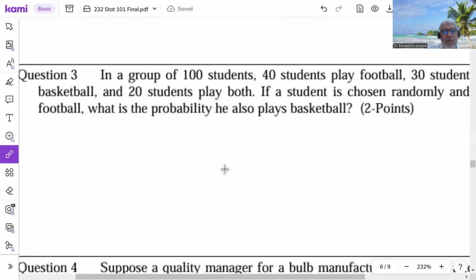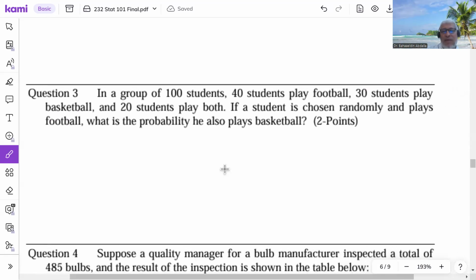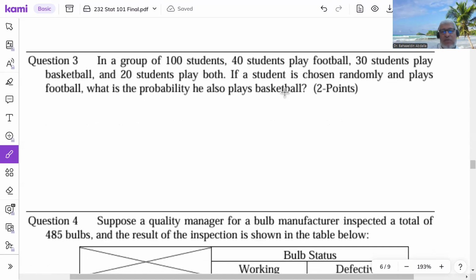In a group of 100 students, 40 students play football, 30 students play basketball, and 20 play both. So 40 play football, 30 play basketball, 20 play both football and basketball. The total is 100. 40 plus 30 is 70, plus 20 is 90, and we still have 10 who play neither football nor basketball.